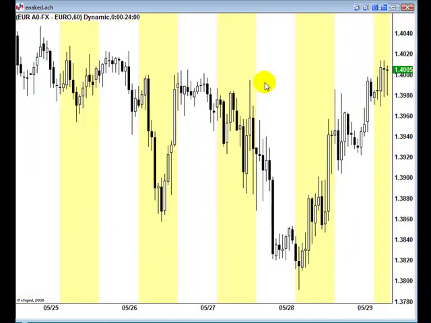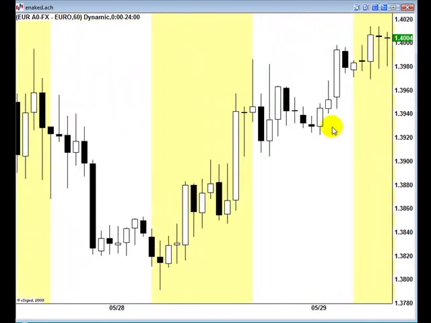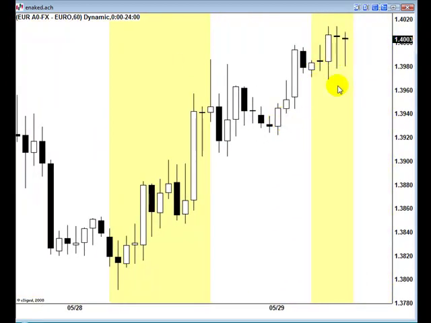So let's just have a look right now. I'm going to give you this example. Perfect timing here. Now this is where we are right now as I'm making this video. I don't know if this trade's going to work out, but it's a jolly good example. Now let's have a look at this. We've had a hammer candle right there.